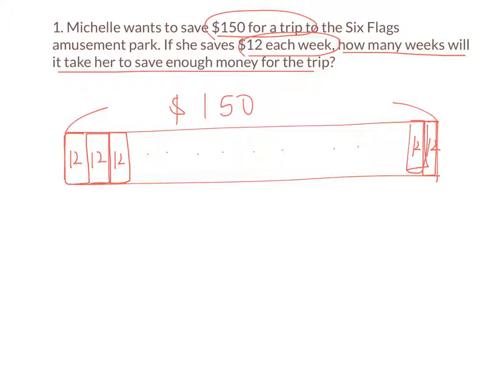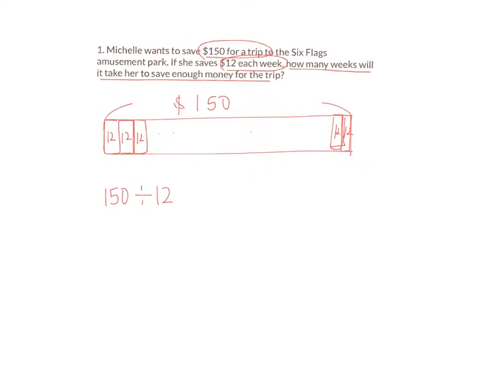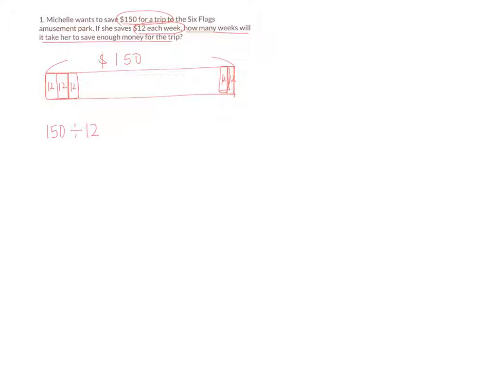So what do I need to do? 150 divided by 12. Think back to when I talked about grouping and sharing. Are we sharing $150 equally, or are we seeing how many groups of $12 fit? So is this a sharing problem or a grouping problem? Grouping, you got it. Today, a lot of them are going to be grouping. So can we do 150 divided by 12? We sure can. Let's go ahead and set it up using the standard algorithm.